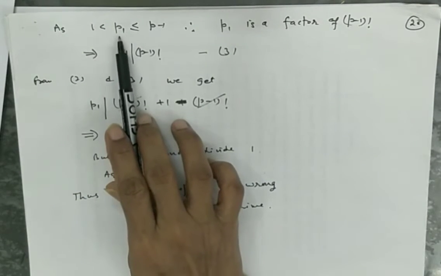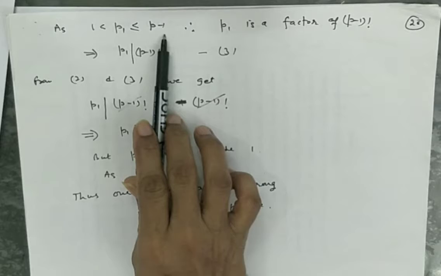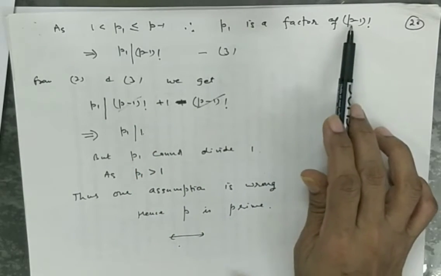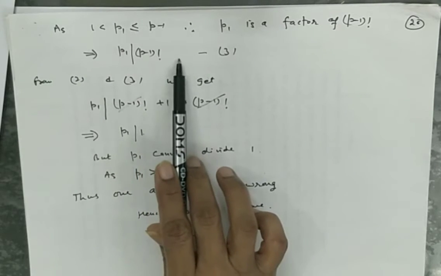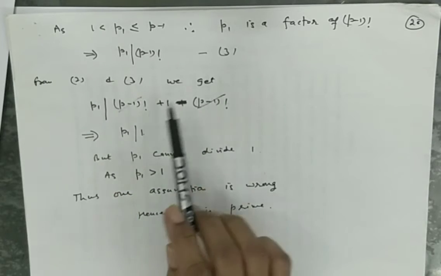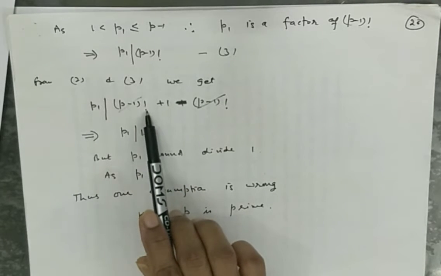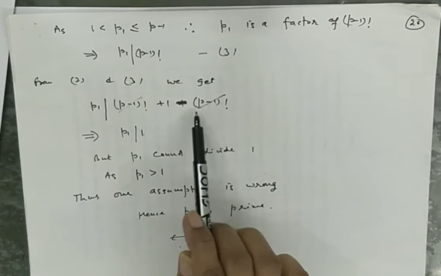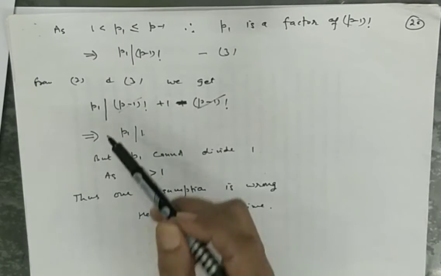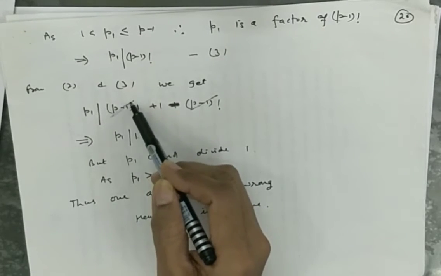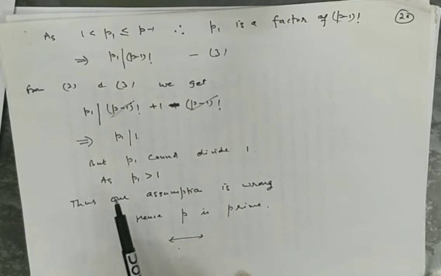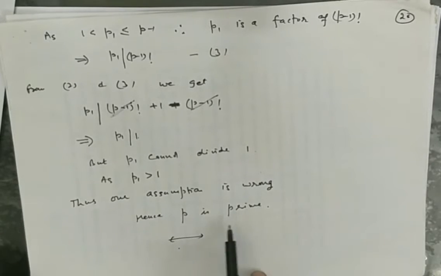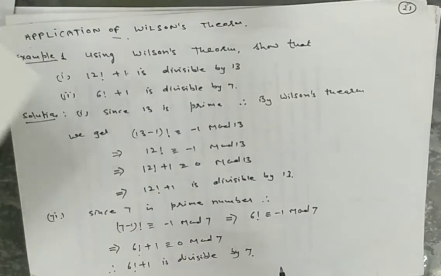As P1 is greater than 1 and less than or equal to P minus 1, P1 is a factor of (P minus 1) factorial. This implies P1 divides (P minus 1) factorial. Now from 2 and 3 we get P1 divides (P minus 1) factorial plus 1 minus (P minus 1) factorial. The (P minus 1) factorial terms cancel, so we get P1 divides 1. But P1 cannot divide 1 as P1 is surely greater than 1. Thus our assumption is wrong. Hence P is prime. So that's the converse of Wilson's theorem.